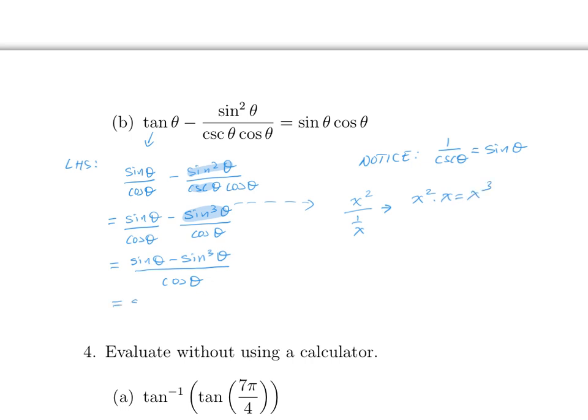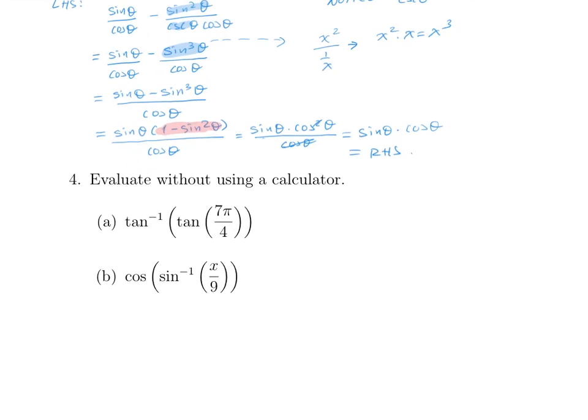Then you can factor sine, and this will be 1 minus sine squared theta divided by cosine theta. But remember that 1 minus sine squared is the same thing as cosine squared. So you have sine theta times cosine squared theta over cosine theta. So this cancels one of this, and you are left with sine theta cosine theta, which is the right hand side, and that's it.